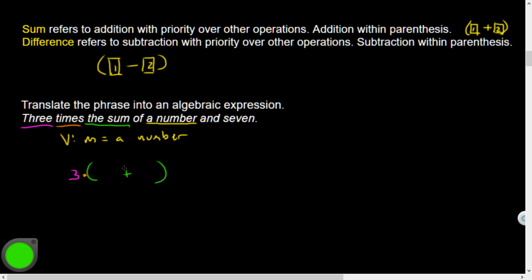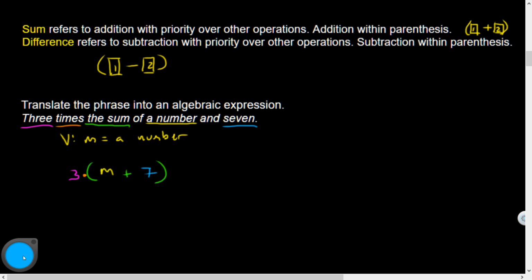And now the next 2 things I hear will go in these parentheses in order. So the sum of a number, in this case I called my number m, and 7. So 3 parentheses m plus 7. In this case, because of the parentheses, you could have excluded the operation of the dot there. We could have ignored that and we would have been fine.